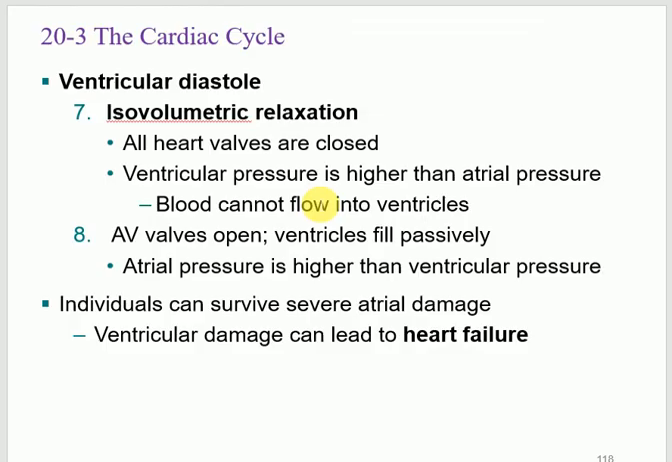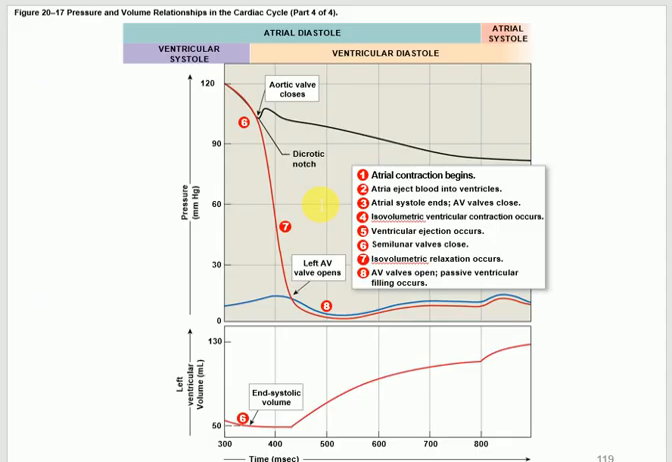Here is the isometric relaxation and isometric contraction I was talking about. For isometric relaxation, the valves are closed, and then they will open before you start the contraction. I'm not going to be worried much about it. I told you what you need to know. And now the heart sounds.